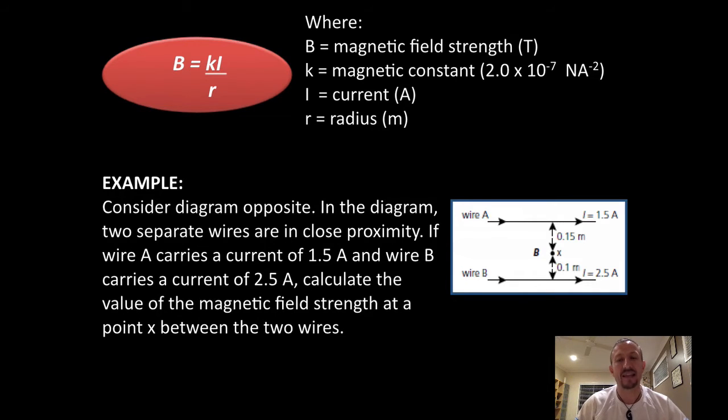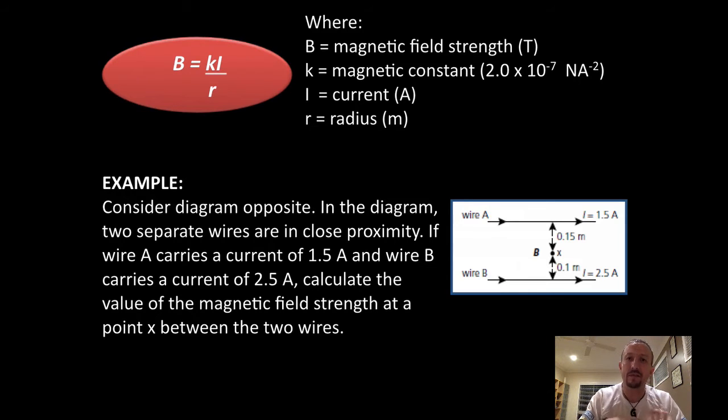Now the magnetic constant will be given to you in an exam. You wouldn't be expected to actually remember it. But basically what it's working on is the principle that the further you go away from the wire, the more your magnetic field strength will decrease. Now that comes from an equation between magnetic field strength and radius.